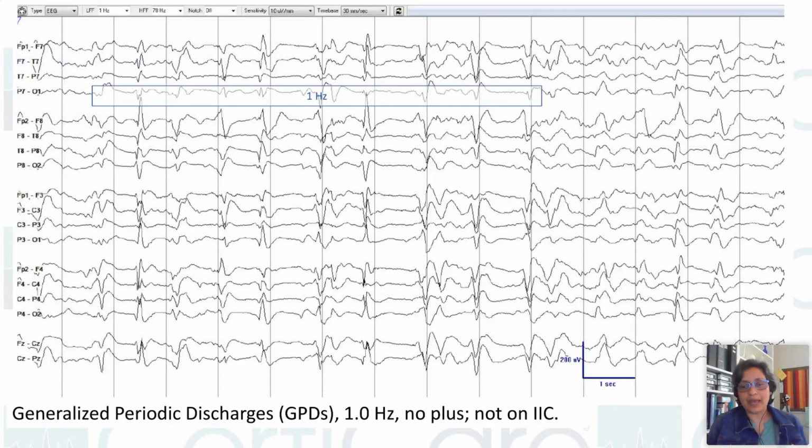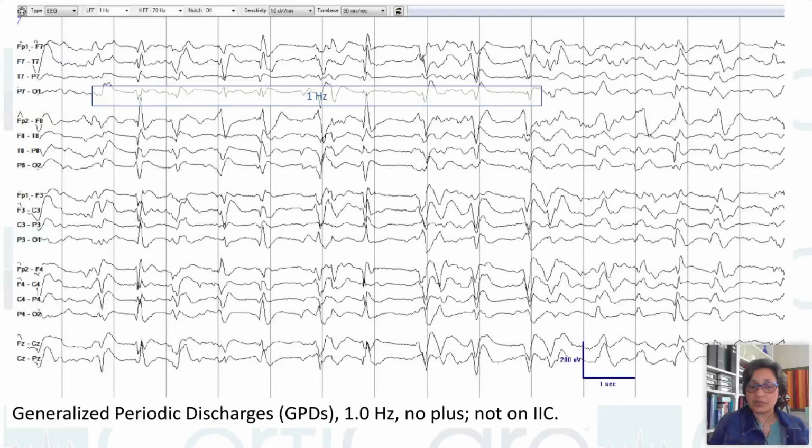Now you see how this pattern is changing over a period of time. You are seeing continuous 1 Hertz GPDs. Now these GPDs start to appear with a modifier. When it is appearing with a modifier, you are putting it in a category of IIC. If it is not with a modifier, you are going to continue to mark it as 1 Hertz GPDs. So in ACNS terminology, it is not an IIC.